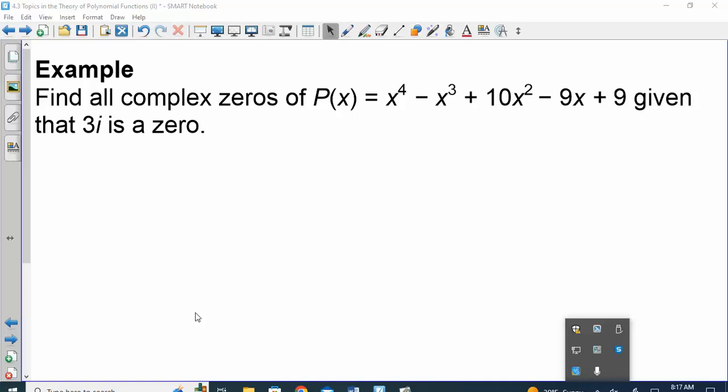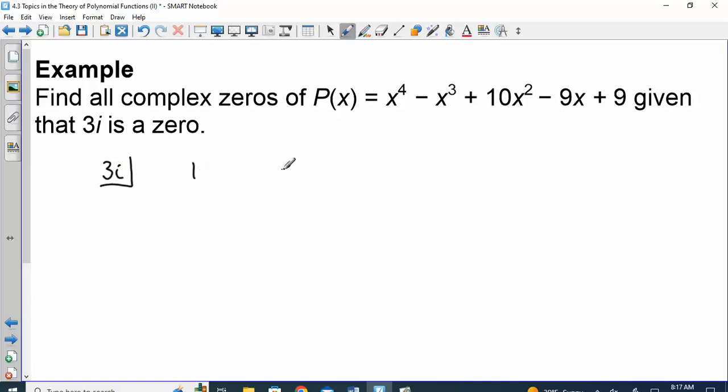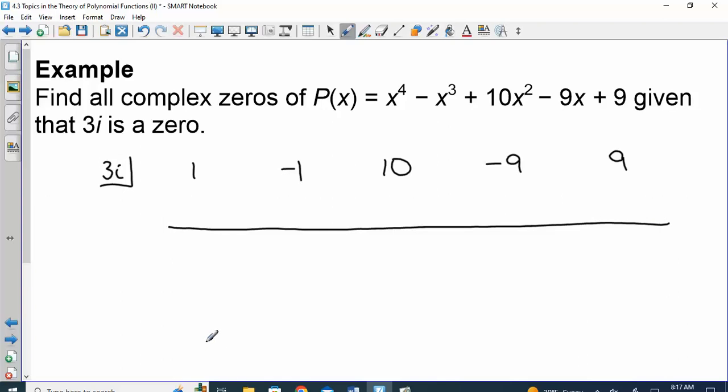We have to do synthetic division with 3i. When you do this, leave yourself a little extra space. When you put your coefficients, you're going to want to space those out a little more than you're used to. Look how this is going. Okay, are we ready? So, first coefficient comes down. 1 times 3i.